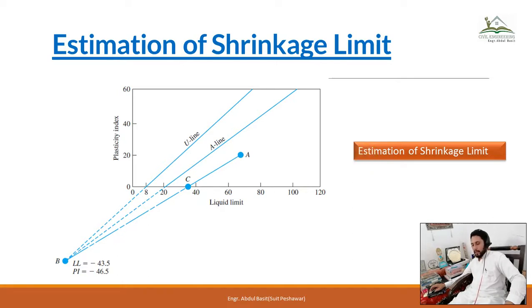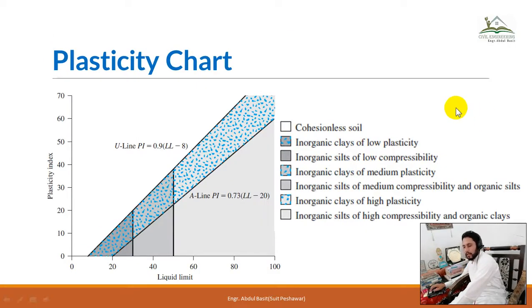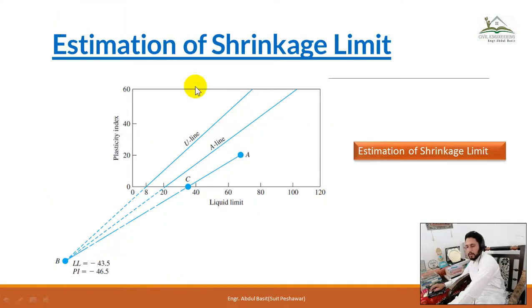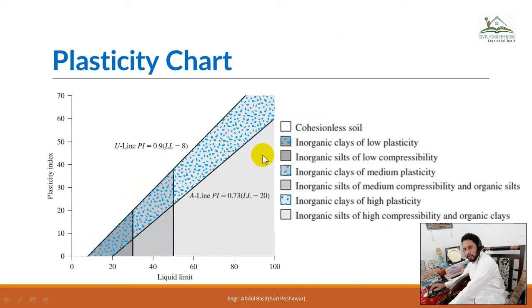So from this whole discussion, it means you can determine the type of soil from the plasticity chart, and also the shrinkage limit from the plasticity chart. This is the method for the shrinkage limit, and this is for the determination of the type of soil.